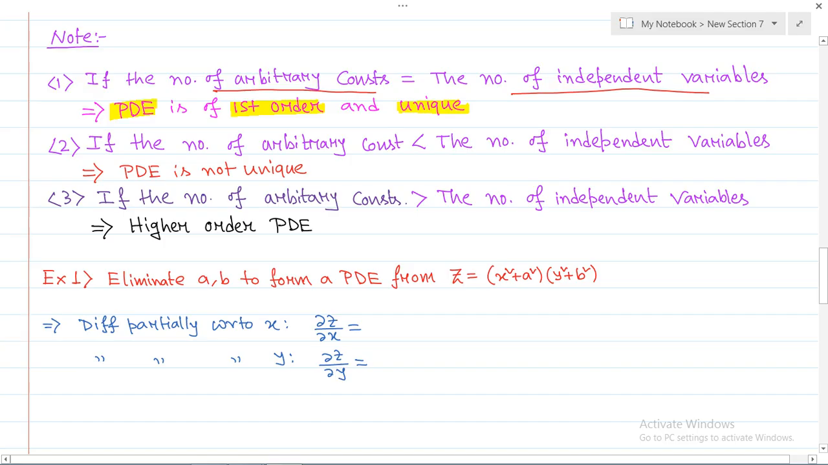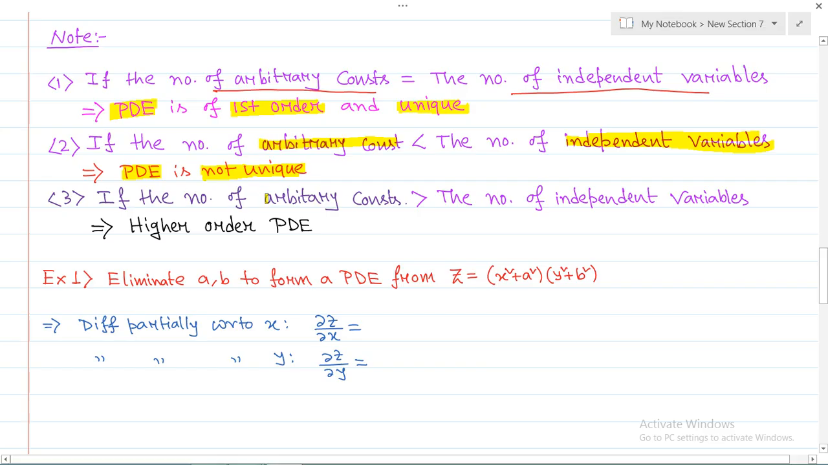Now the second scenario is that if the number of arbitrary constants is less than the number of independent variables, that is you have more independent variables than arbitrary constants, then you have a partial differential equation, but that will not be a unique partial differential equation. It is not unique. You can have more than one answer and all answers can be correct.